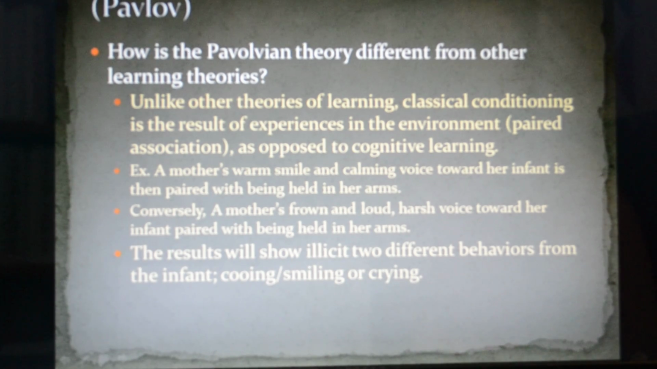How is the Pavlovian theory different from other learning theories? Unlike other theories of learning, classical conditioning is the result of experiences in the environment, paired association, as opposed to cognitive learning. Example, a mother's warm smile and calming voice toward her infant is paired with being held in her arms. Conversely, a mother's frown and loud, harsh voice toward her infant is paired with being held in her arms. The result elicits 2 different behaviors from the infant, cooing and smiling, or crying.